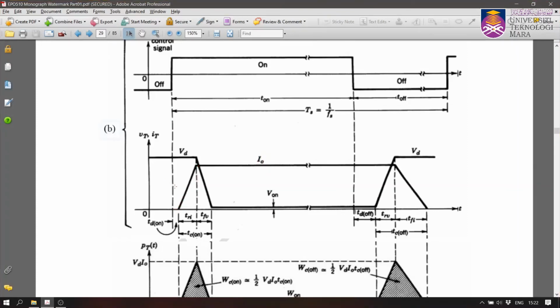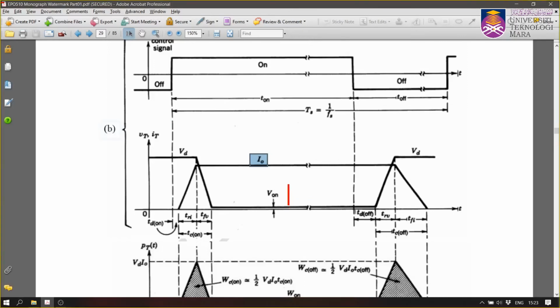The voltage only reduces to 0 when the current reaches that level. When the current starts to reach I naught, the circuit current level, then VD starts to reduce. It doesn't happen at the same time as the current rise. It happens only when the current starts to reach the circuit current. So VD reduces until, ideally, V on is 0.